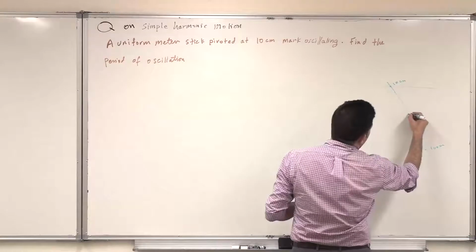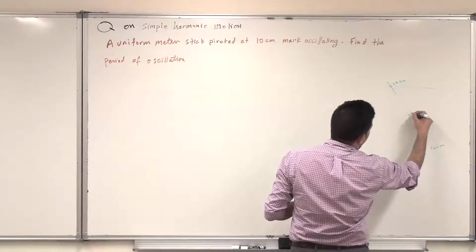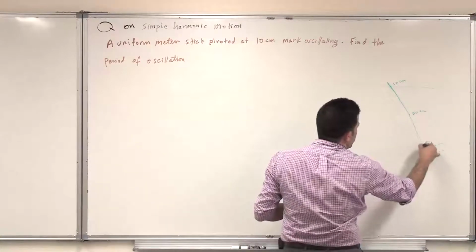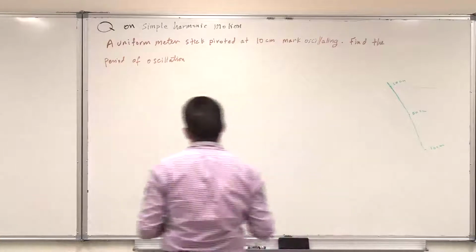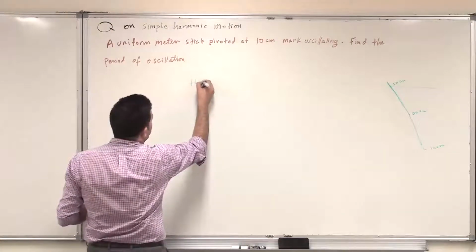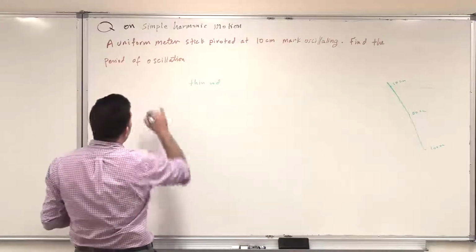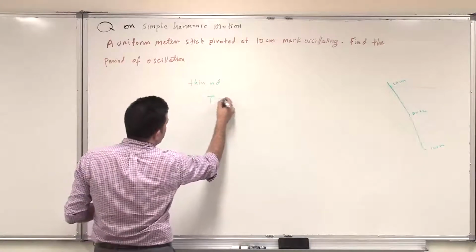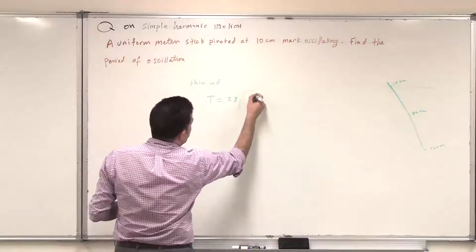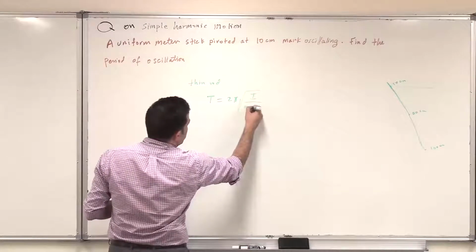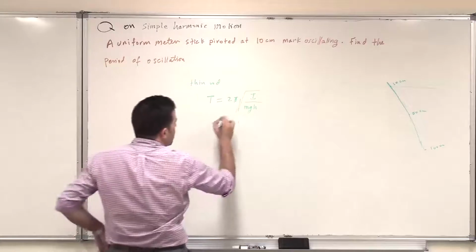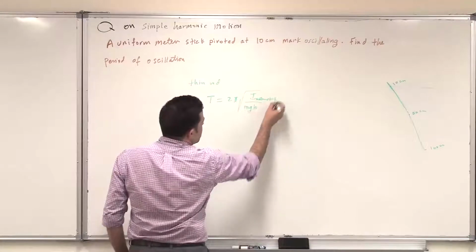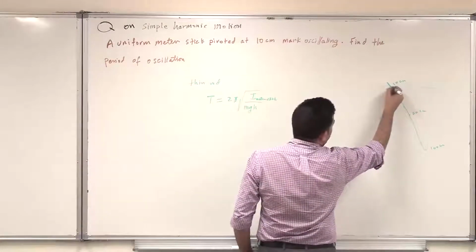And the center of mass of this will be at the 50 centimeter. So this is basically a meter stick, which can be simplified as a thin rod. Now we need the period of oscillation of this system, which is basically called the physical pendulum. So it is 2 pi the square root of I, the rotational inertia, divided by mgh. So we need to find the rotational inertia of this meter stick relative to the pivot point here.